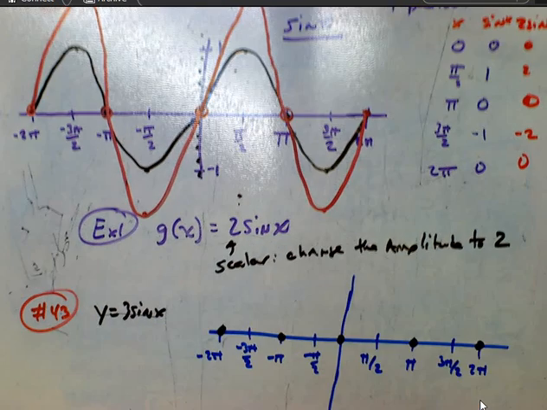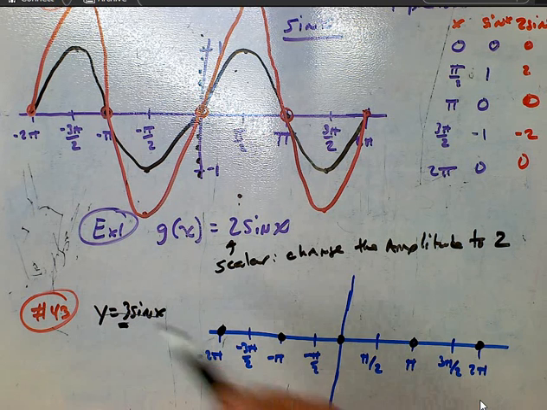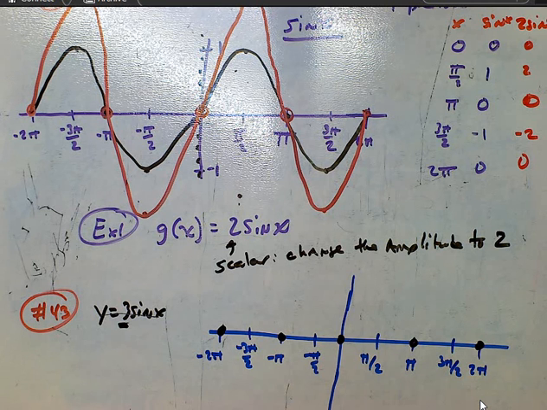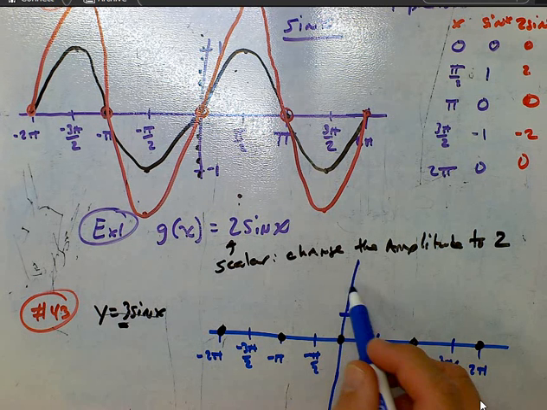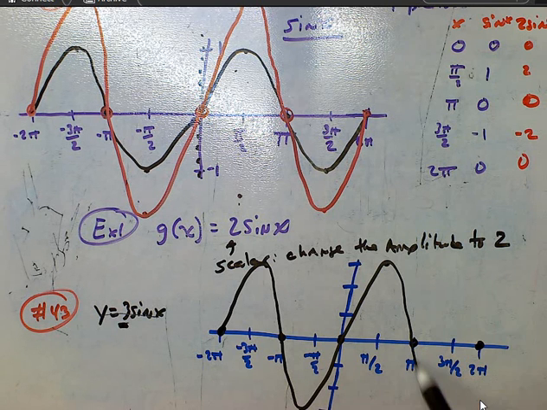Anything that was a 1 for the basic sine graph, pi over 2 and negative 3 pi over 2, we're going to multiply by this 3 known as the amplitude. So this graph, it's going to look a little funny, but 1, 2, 3, 1, 2, 3. So pi over 2 is going to be 3, 3 pi over 2 is going to be negative 3, negative pi over 2 will be negative 3, negative 3 pi over 2 will be 3, and the graph is going to go something like this. And there's 3 sine x over 2 periods.